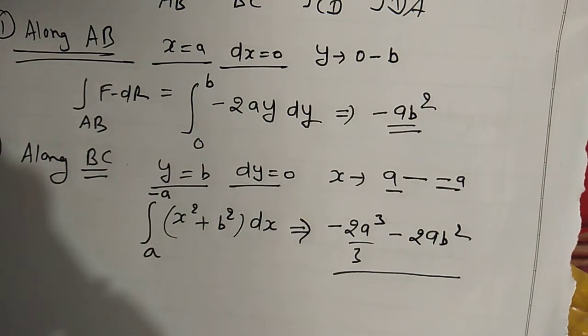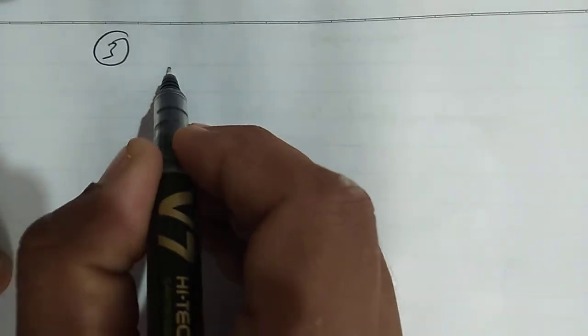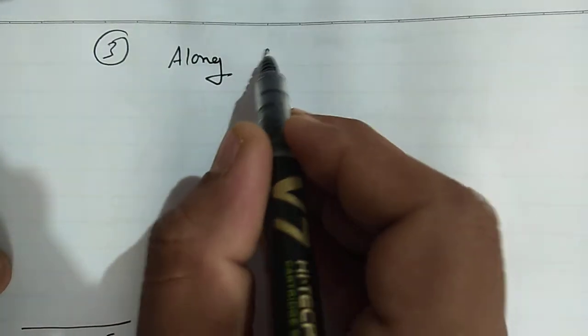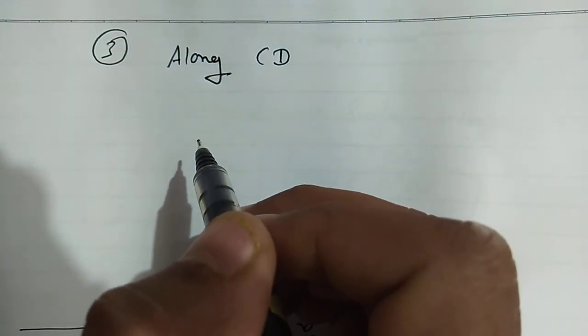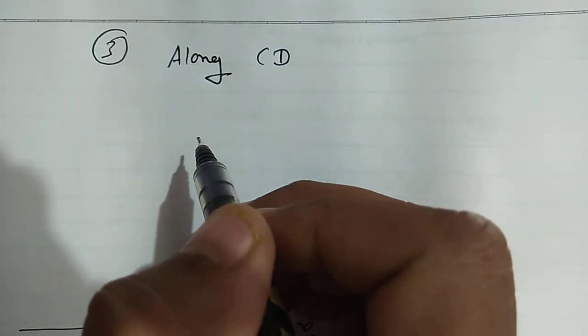Let us see the third integral. So the third integral we have along CD, along the CD. Okay, let us see what is the condition for the CD.